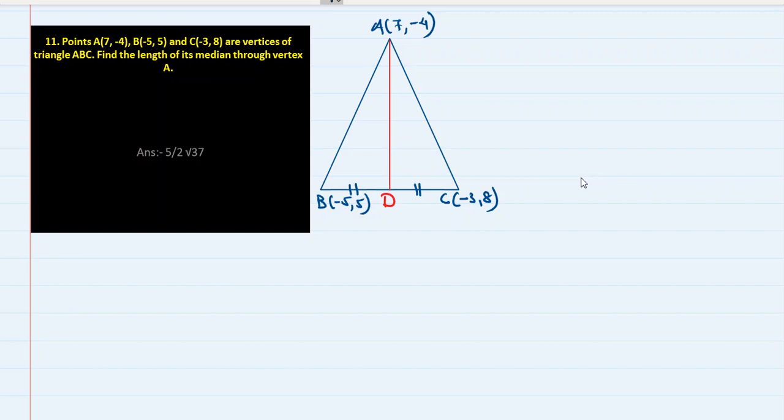We have to find the length of the median. For finding the length of the median, we have to apply the distance formula. And for applying the distance formula, we should know the coordinates of point D. And we know that point D is the midpoint, sorry, I'm sorry for that. D is the midpoint of BC.